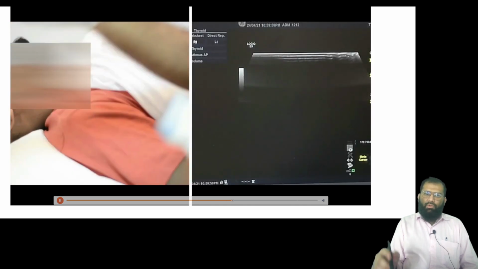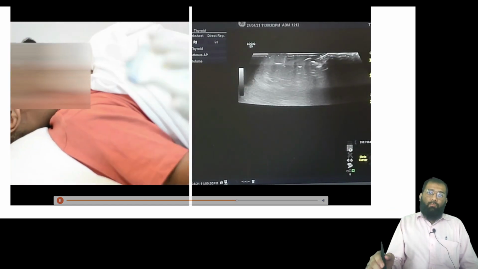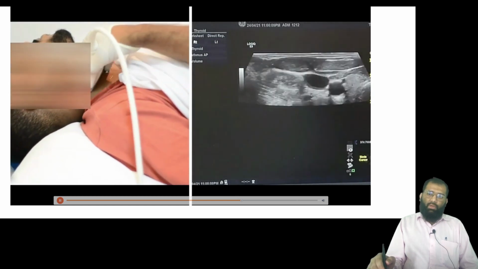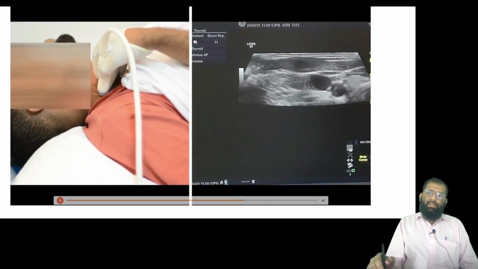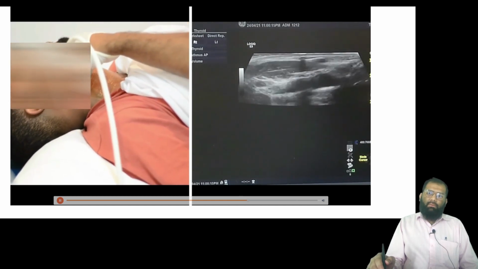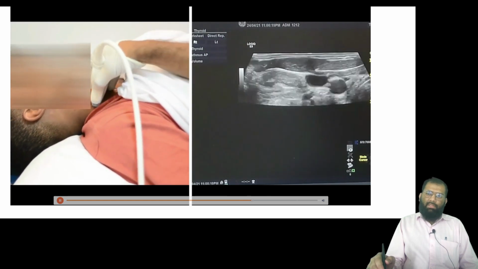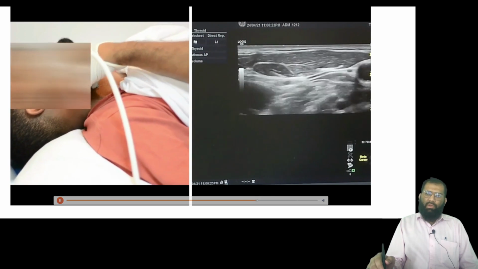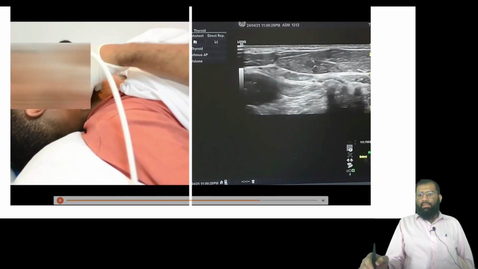Now we come to the neck vessels. Profuse jelly should be used so that the image obtained is good enough. We are able to see this IJV. This is the carotid artery. IJV is compressible. That means that it is normal. There is no thrombosis. This is the sternocleidomastoid muscle which is overlying the vessels.